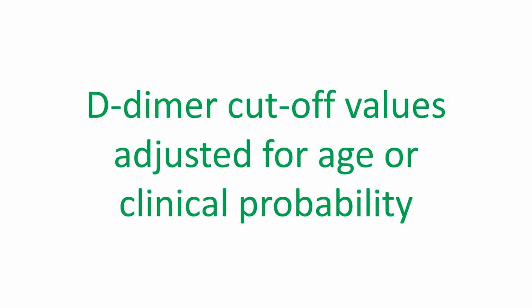Now there is a concept of D-dimer cutoff values adjusted for age or clinical probability as an alternative to fixed cutoff values. In an analysis of 1,029 consecutive patients presenting to the emergency department with clinically suspected pulmonary embolism, sensitivity of D-dimer testing was 100% in all age groups. But the specificity decreased markedly with age, being 67% in those aged 40 years or lower and 10% in those aged 80 years or more.